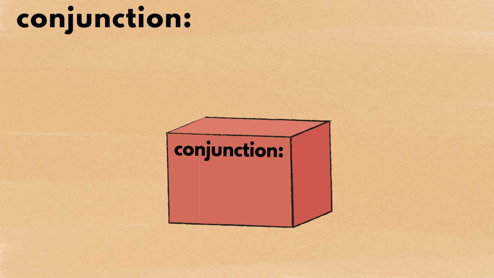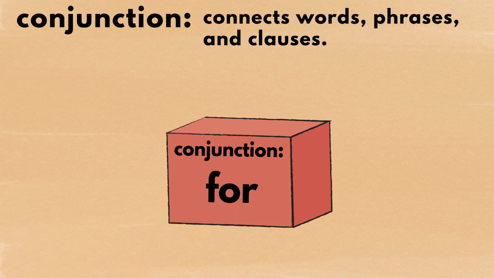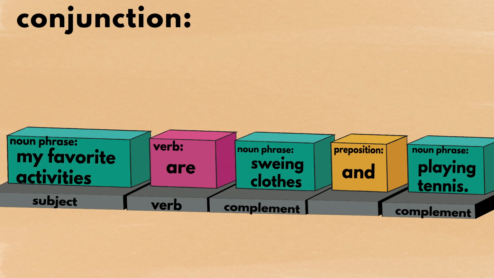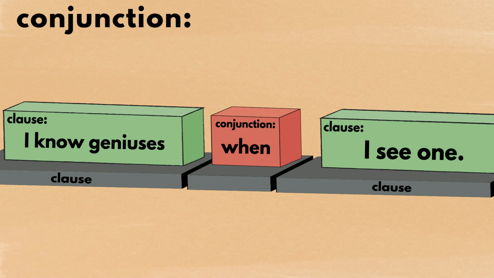Conjunctions refer to words such as and, or, but, for that connect words, phrases, and clauses. For instance, in the following sentence, the word and connects the word cookie and muffin. In the following sentence, the word and connects the phrase sewing clothes and playing tennis. In the following sentence, the word when connects the clause I know geniuses and I see one.